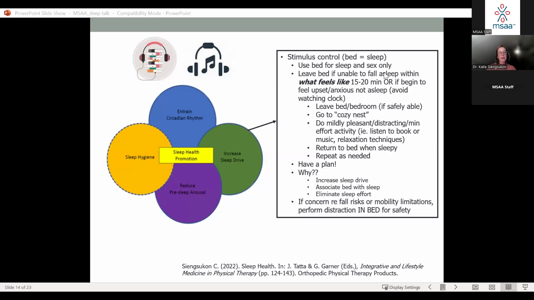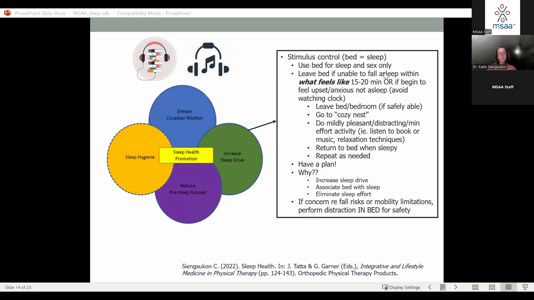Definitely with our clients with multiple sclerosis, if we or they are concerned about their mobility limitations or concerned about falls, then do not get out of bed, but instead stay in bed and do the relaxing and distracting activity in bed. If you are able to get out of bed, I always talk with clients about having a plan.